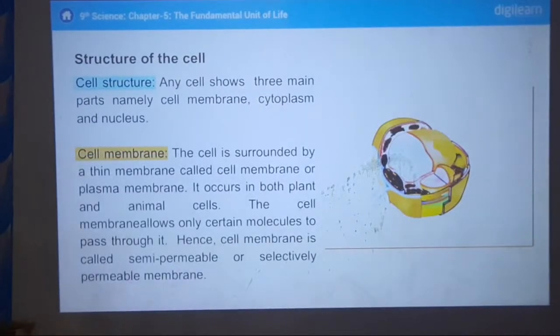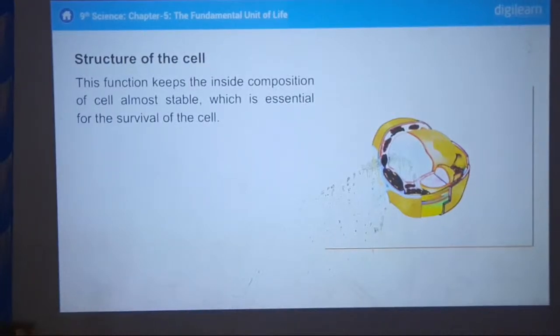Cell membrane. The cell is surrounded by a thin membrane called cell membrane or plasma membrane. It occurs in both plant and animal cells. The cell membrane allows only certain molecules to pass through it. Hence, cell membrane is also called semi-permeable or selectively permeable membrane. This function keeps the inside composition of cell almost stable, which is essential for the survival of the cell.